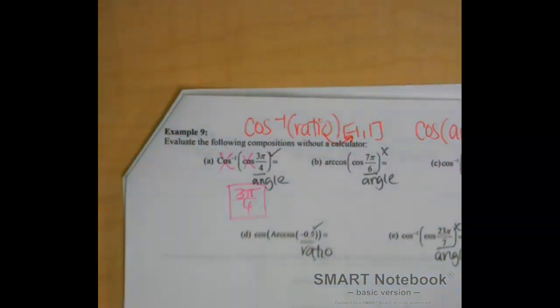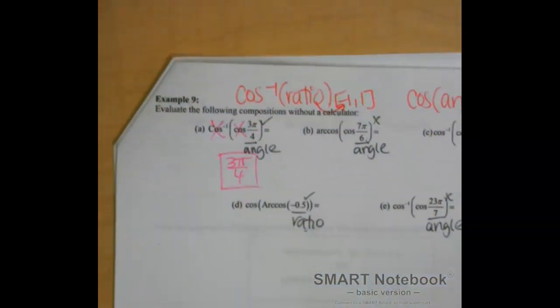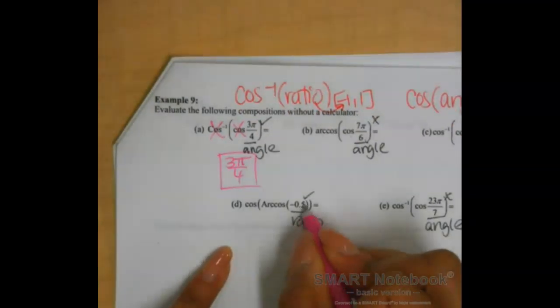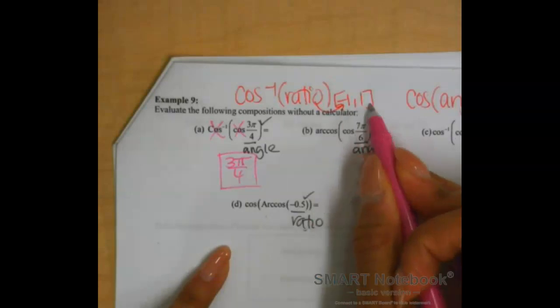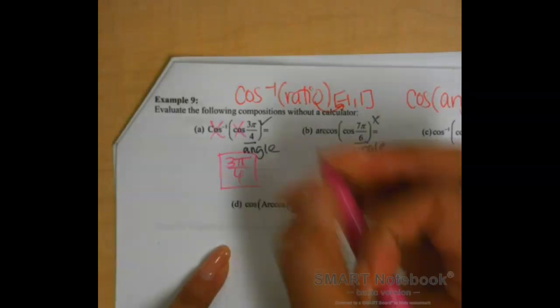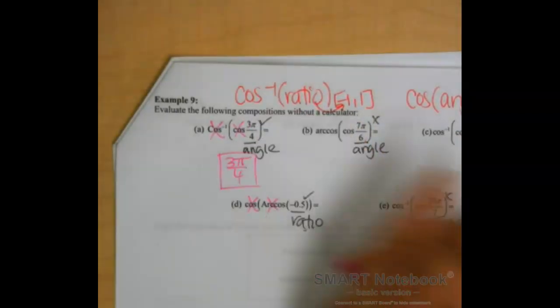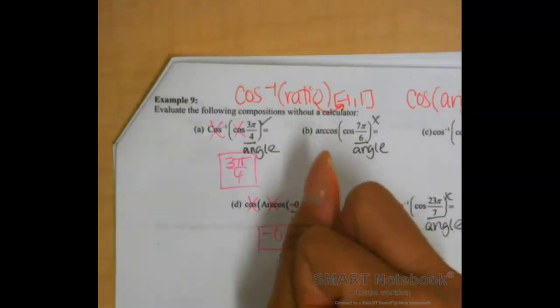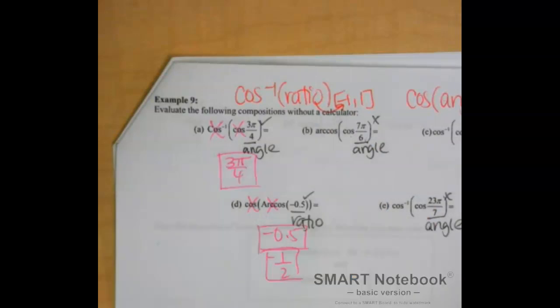What other question can we do that to? Letter D. Letter D was the only other check mark I gave. The 1/2 is in between -1 and 1, and it's arc cosine. It's a ratio, so I can cancel this. So my answer would just be negative 0.5. Or you could write it as a fraction, which is negative 1/2.